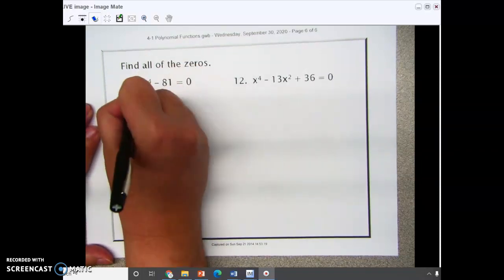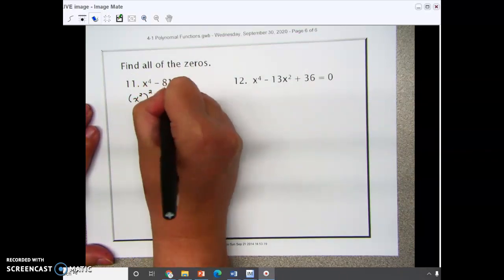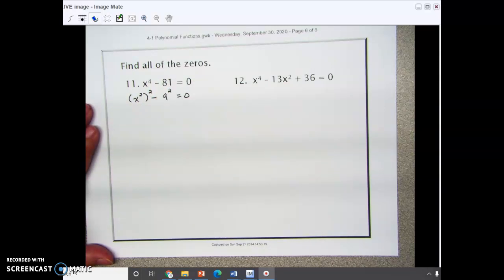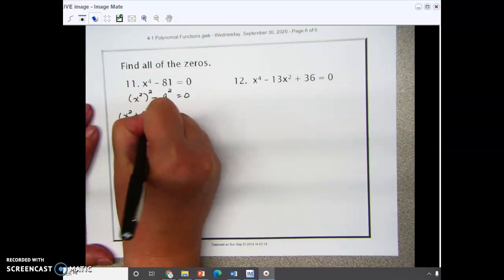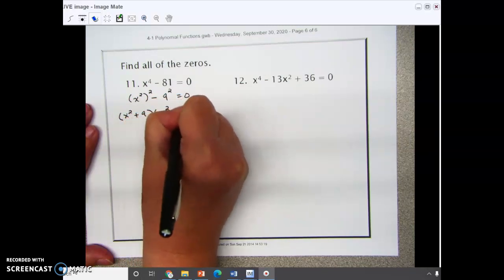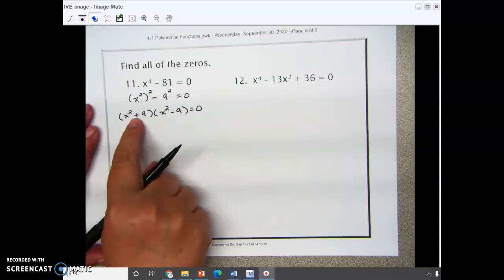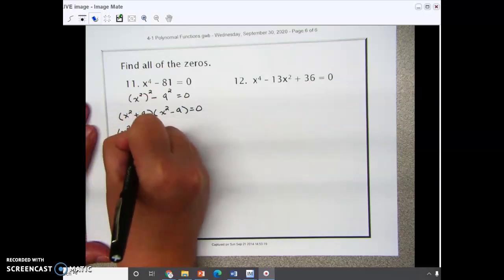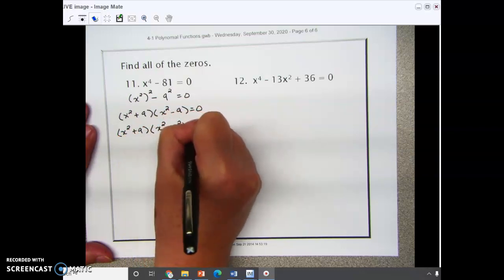So think of this as x to the fourth is x squared to the second power, and 81 is 9 to the second power. Now I have an a squared minus b squared situation. So I can say that that's a plus b times a minus b. Now notice this one is not an a minus b, but a squared minus b squared, but this one is. So I'm going to do that one more time, and this is going to be x squared minus 3 squared.